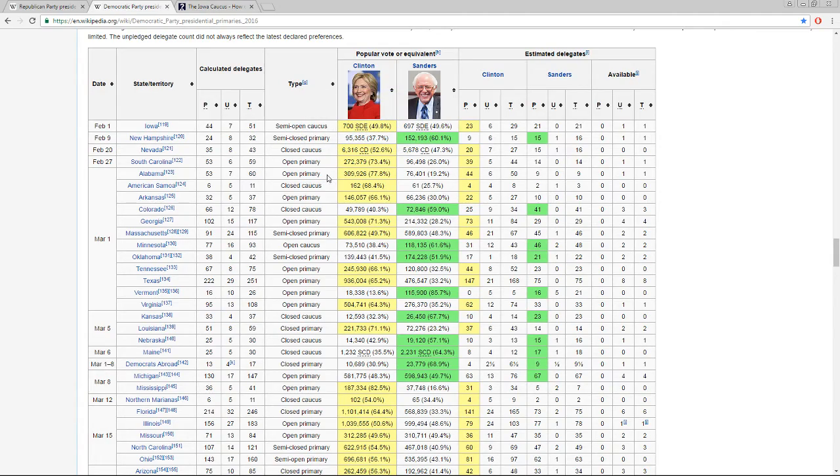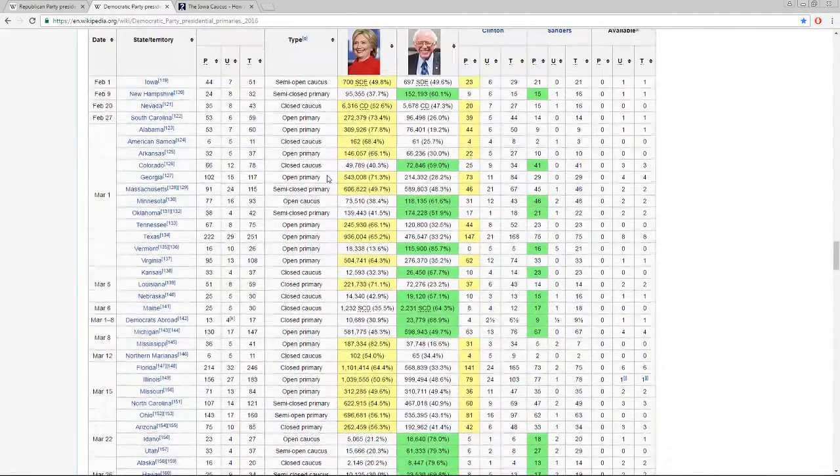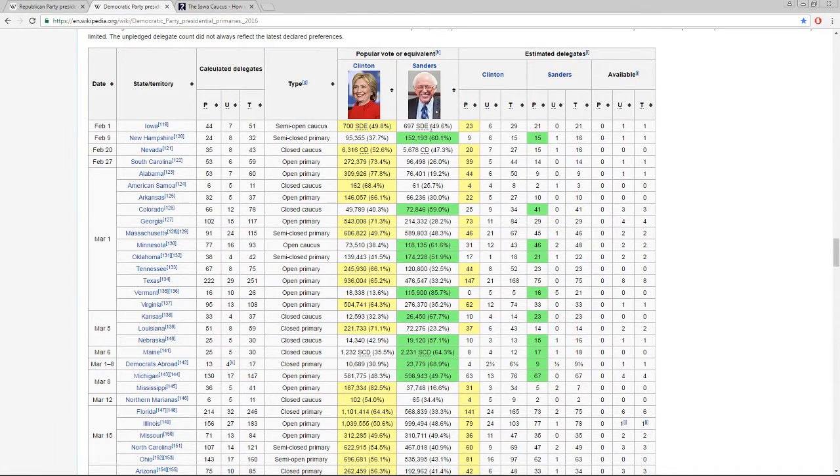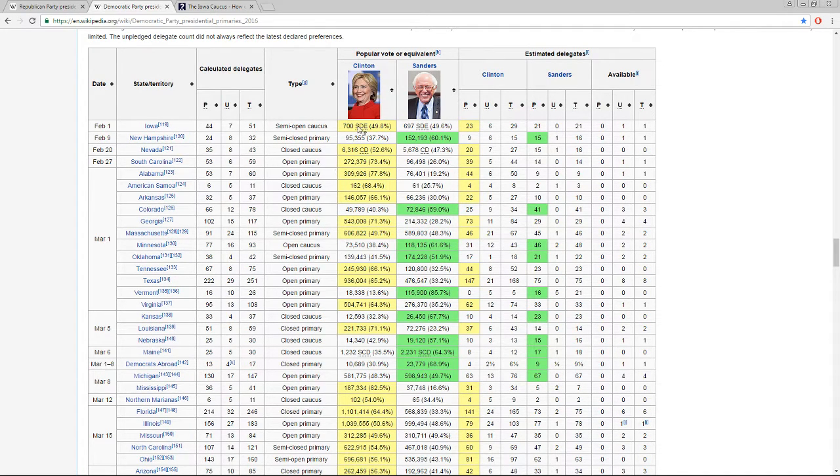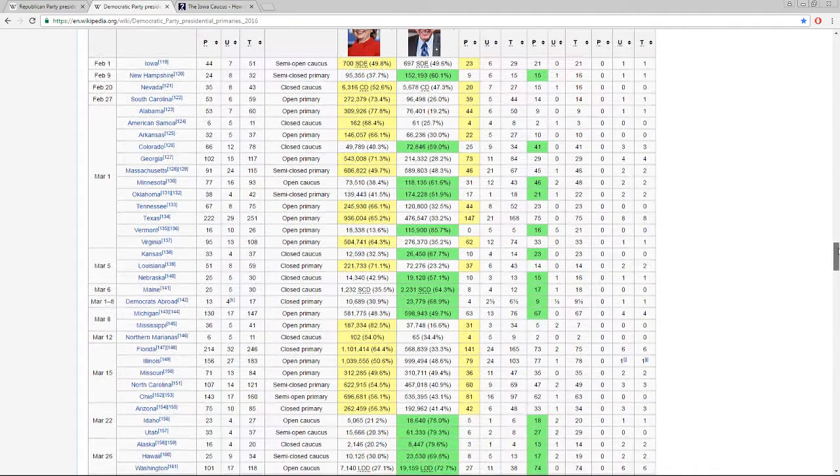That was a huge thing too, because Sanders was winning so many of the independents that if it's closed, he can't get any of those independents, and that is a huge part of his base.